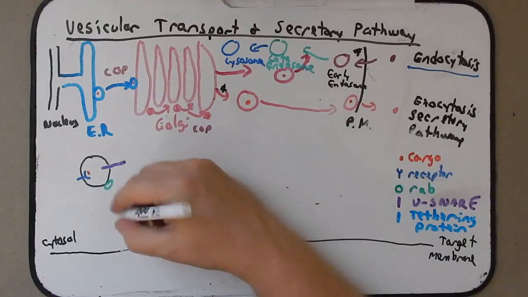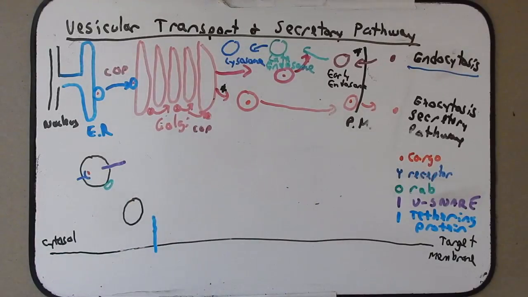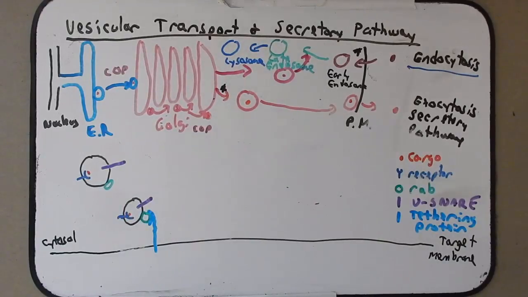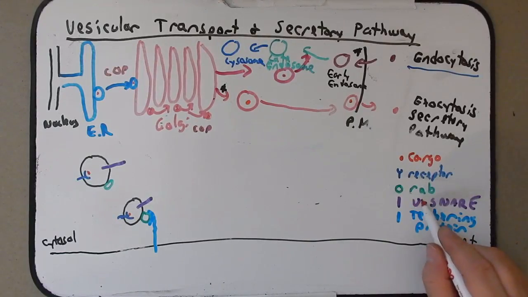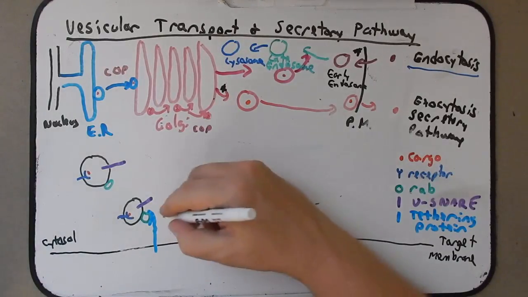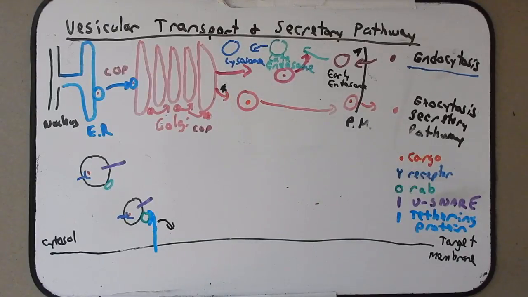So let's draw this vesicle getting closer here. And again, it's moving along the cytoskeletal component, and this tethering protein will wrap around it. We still have our V-snare and our receptor and the target. And I don't think I mentioned before, but V-snare, the V stands for vesicle, so we're going to find that on the vesicle. Now what happens is this tethering protein will move the vesicle closer to the membrane, so it can interact with one more protein we haven't mentioned yet, and that is our T snare.